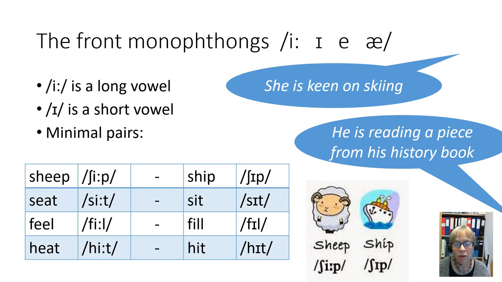Often in English it's much more relaxed. She's keen on skiing. Lower your tongue a little bit when you say that. Just be a bit more relaxed. She's keen on skiing. He's reading a piece from his history book. Now, I mean, this is not a very important thing, but it's something that you may want to be aware of.